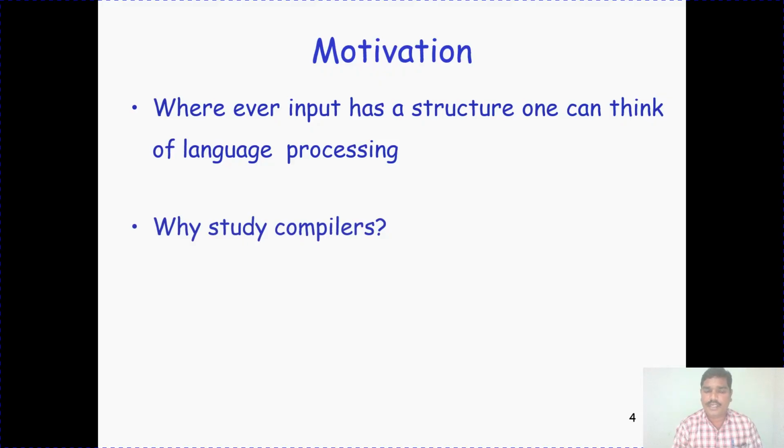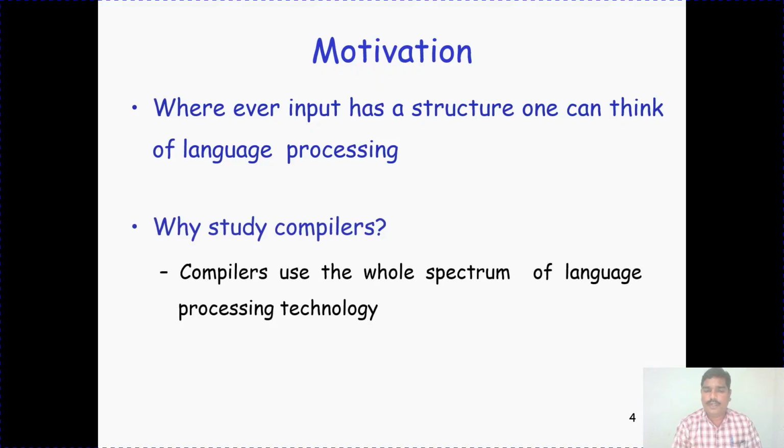And why study compilers? First of all, what is the definition of a compiler? The compiler converts the source program into an object program. What is the source program? The source program is a user program in high level language. It will be converted into low level language, that is called assembly language. So that is called a compiler. Compilers use the whole spectrum of language processing technology.